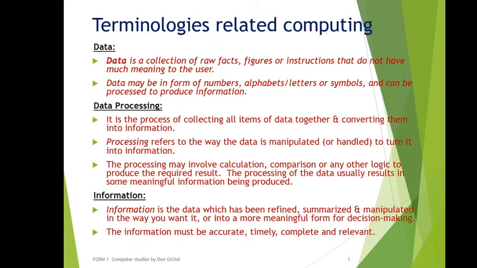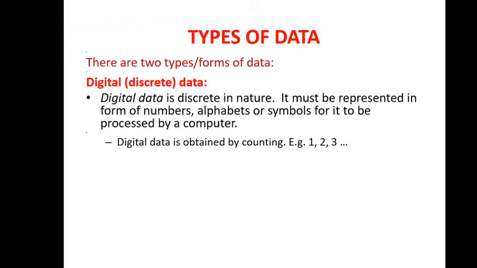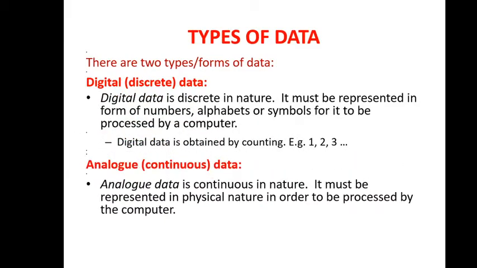And what is information? In simple terms, information is data which has been refined, summarized, and manipulated in the way you want, or into a more meaningful form for decision making. The information must be accurate, timely, complete, and relevant. Now that we know what data is, it is also crucial for us to know, now that data refers to raw facts, what types of data a computer can process. There are two types or forms of data that a computer usually processes.